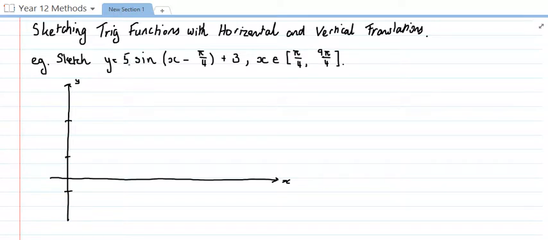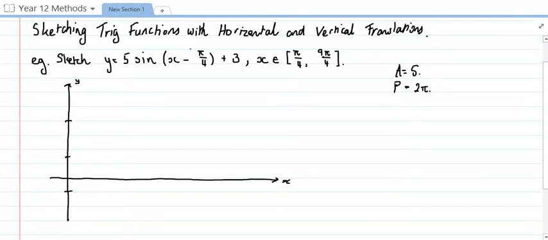The dilation from the x-axis is 5. So the amplitude is equal to 5. Okay, the period is 2 pi on n. I'm not really going to go through this calculation here. It's just 2 pi over 1 in this case, which is just 2 pi.